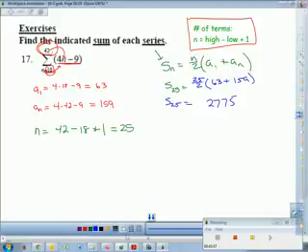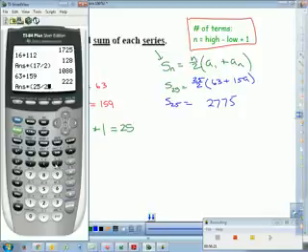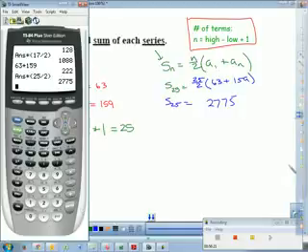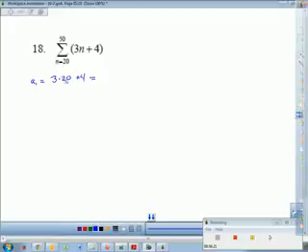Take 63 plus 159 in your calculator. Hit equals. Then take it times 25 divided by 2 in parentheses. 2,775. Awesome. Next, a sub 1 equals 3 times, what are we putting in? 20 plus 4, which equals 64. Awesome.